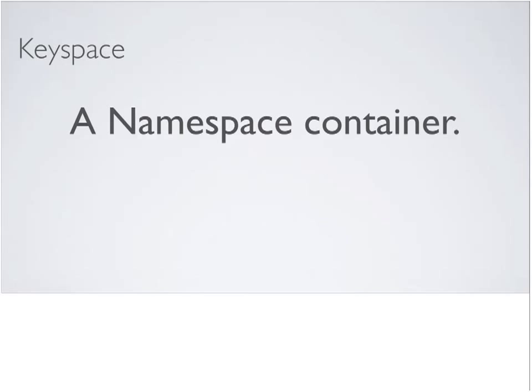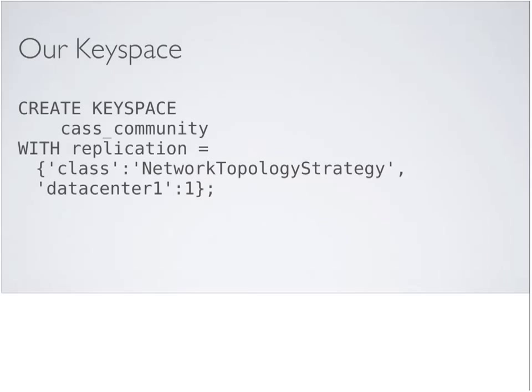We start with a keyspace, which is really just a namespace container. It's the database. And this is a CQL3 statement to create that. You can see it specifies the replication strategy in there, NetworkTopologyStrategy. I encourage you to use that by default because it's a bit tricky to change later. And we've only got one data center and only one node because it was my laptop. So let's set that to 1.